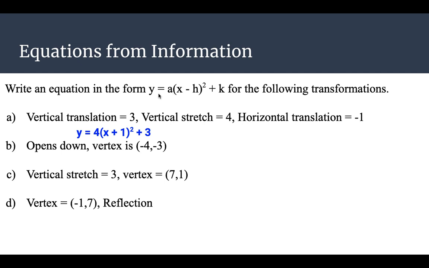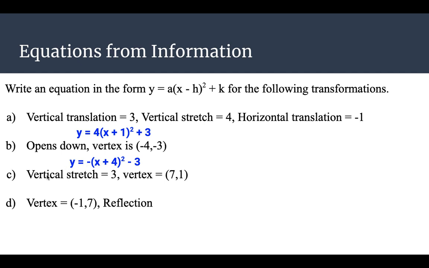Okay, for B, it's opening down, which means A is negative. But it doesn't say there's a stretch, so we're just going to have a negative there. And the vertex is negative 4, negative 3. So remember, our vertex is H, comma K. So we're going to put in negative 4 for H. So minus negative 4 will be positive 4, and then negative 3 for K. So our answer is y equals negative times x plus 4 squared minus 3. You can put a negative 1 here if you want to, but remember to be more specific in math, you can just have a negative there.